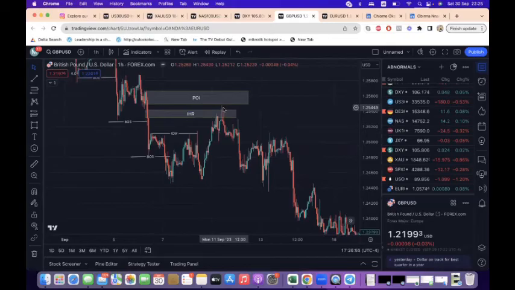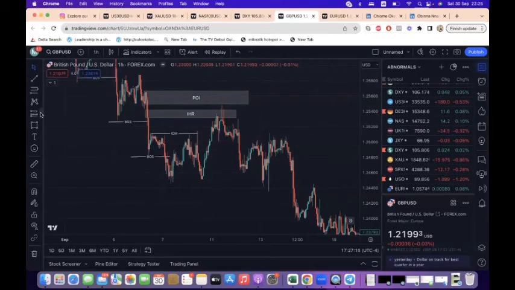Point of entry has been struck. You will be thinking this is a change of character. You'll be waiting for her to come back. You will take your buy. She will move a bit. You think you're winning, and look at that. She would have swept your stop loss, which would have been here.